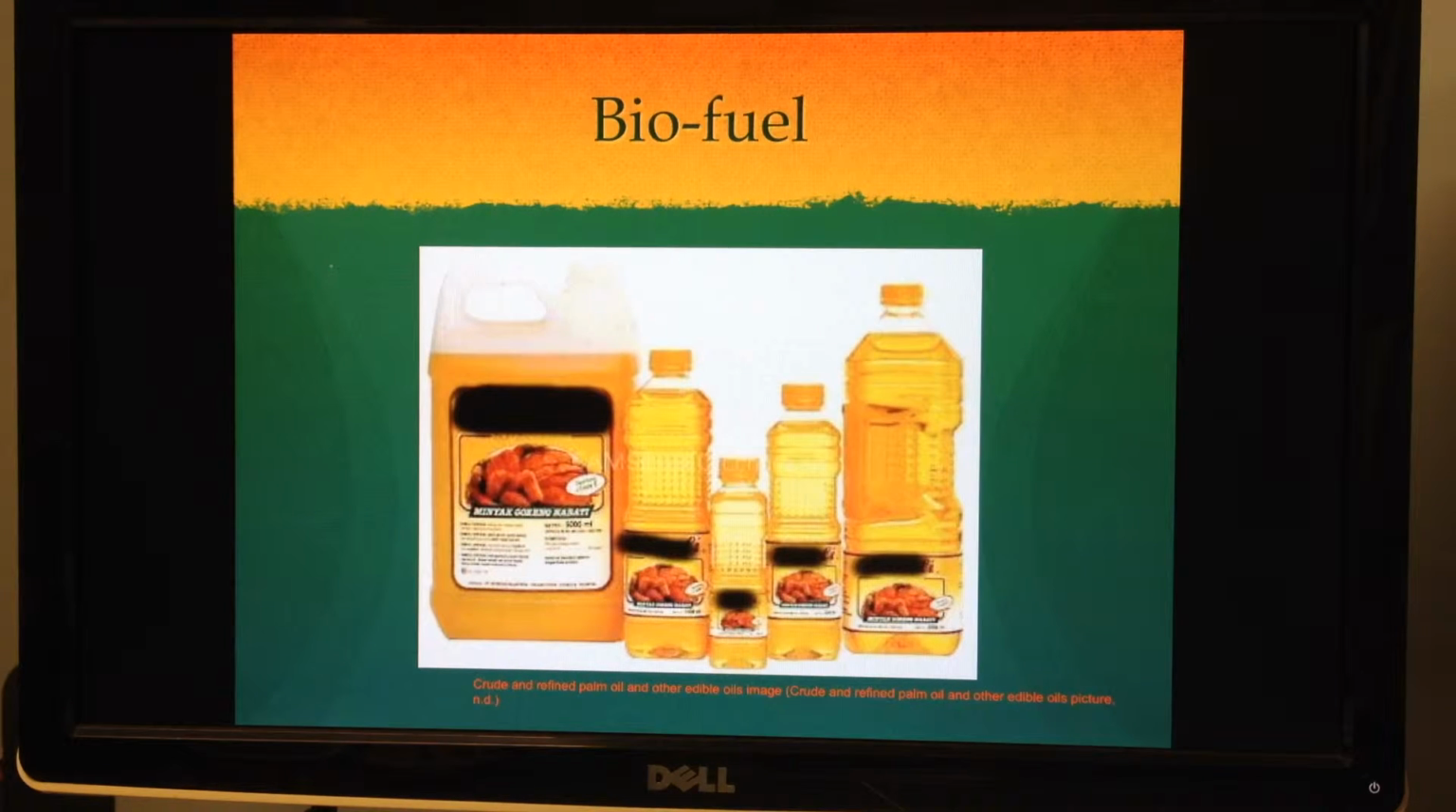Biofuel. There's also a growing use of palm oil as biofuel, in particular production of biodiesel, and with many countries attempting to limit and curb their use of fossil fuels, its production has rapidly increased.